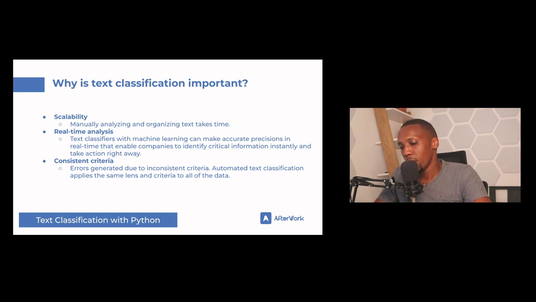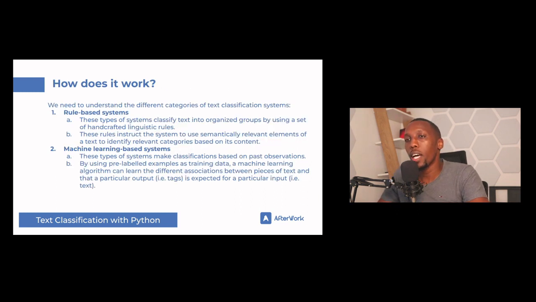So why is text classification important? Scalability. Whenever you're considering issues when it comes to scalability, real-time analysis, or inconsistent criteria, whenever you want to ensure that you reduce errors in the classification of tasks.